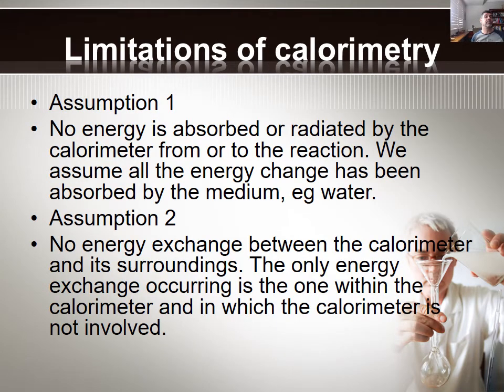The problem with calorimetry is there are three very important assumptions, and if any of these assumptions is incorrect, then we can introduce error into our values. The first assumption is that no energy absorbed or radiated by the calorimeter is either coming from, that no energy is absorbed from outside to within.